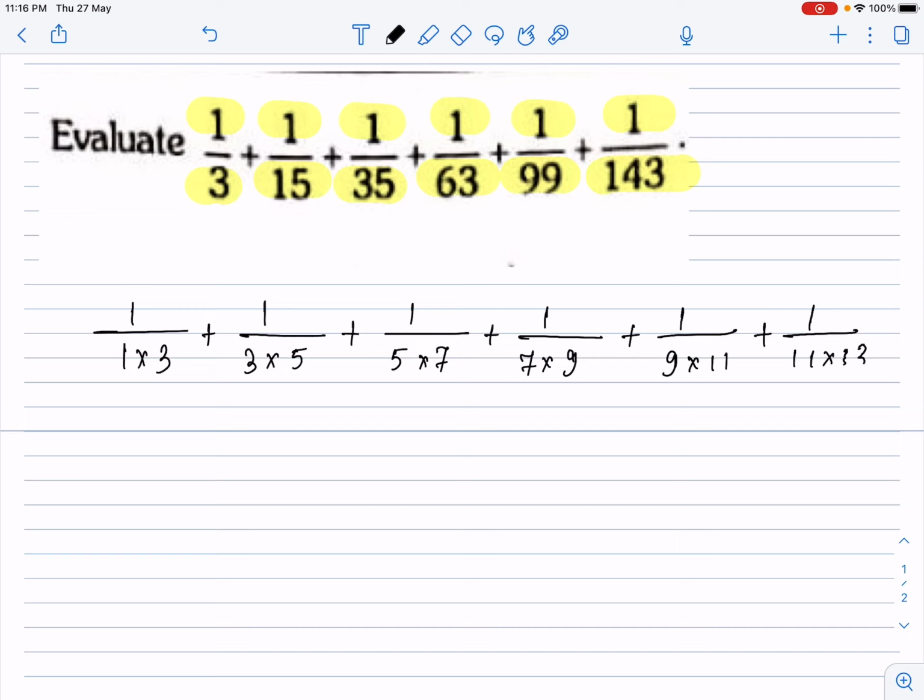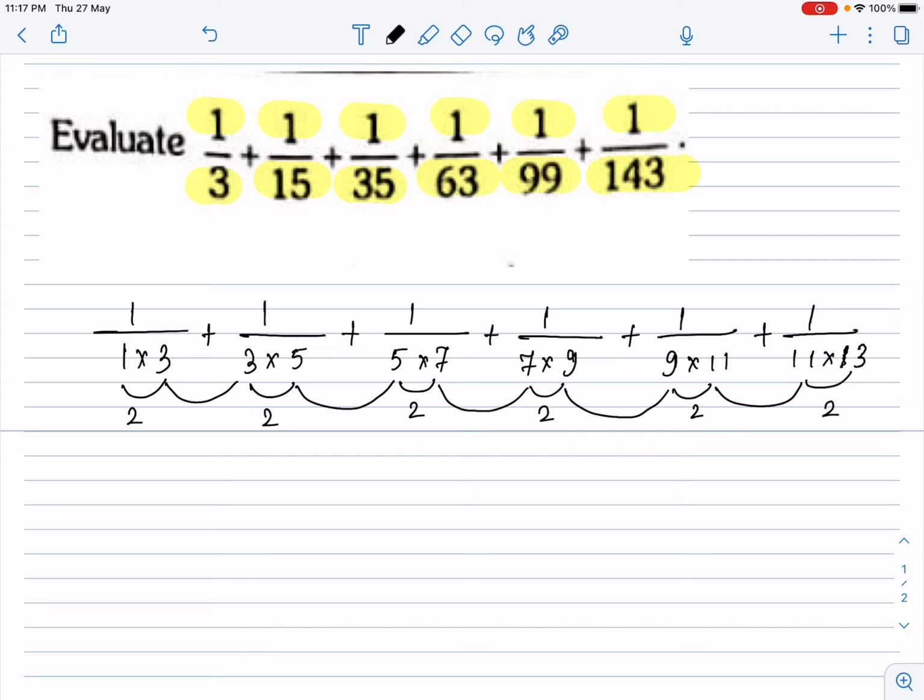Wow. So what could you observe, my dear students, over here? 3 is written over here, again 3 is written over here, 5 is written over here, again 5, 7 again 7, 9 again 9, 11 again 11. One more thing we can observe: 1 plus 2 is equal to 3, 3 plus 2 is equal to 5, 5 plus 2 is equal to 7, 7 plus 2 is equal to 9, 9 plus 2 is equal to 11, 11 plus 2 is equal to 13.